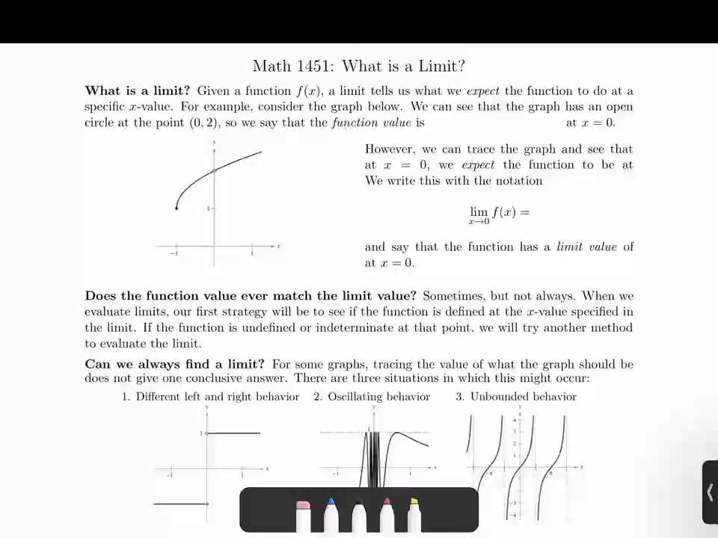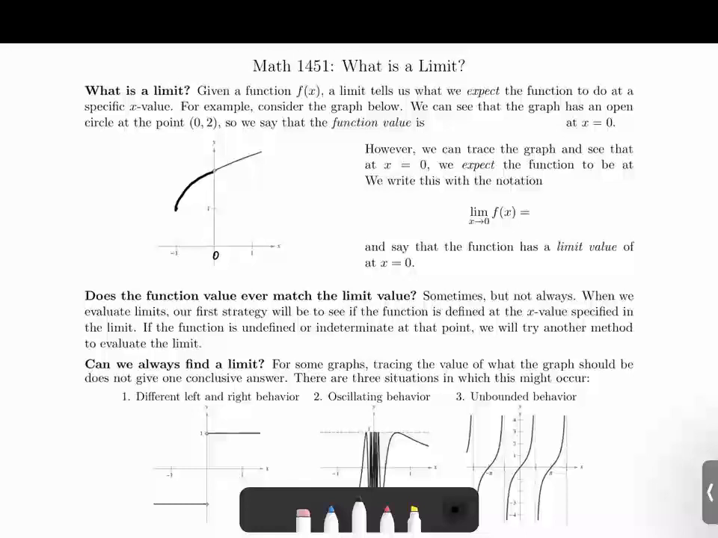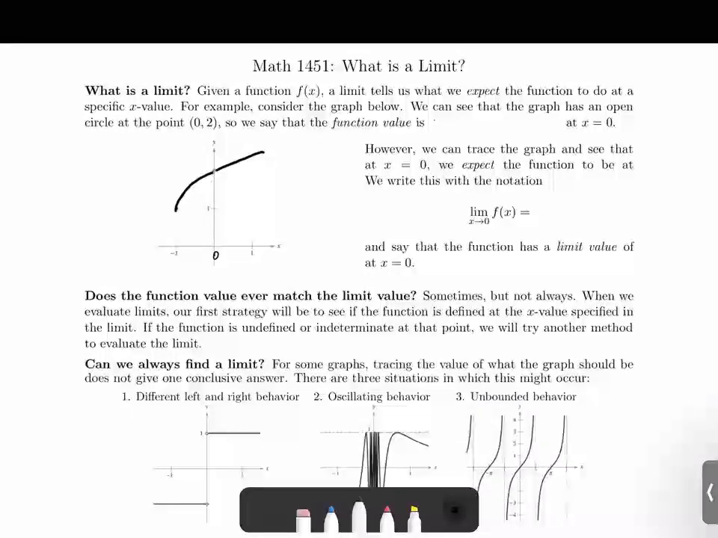Given a function, a limit tells us what we expect the function to do, even if that's not necessarily what the function does. So we're going to be looking at this graph that we have here, specifically at the x value 0. When x equals 0, we can trace along the graph. As we move along the graph, at 0 we see we have an open dot, and then we can continue on the other side of it. Because of that open dot, we say that the function is undefined.